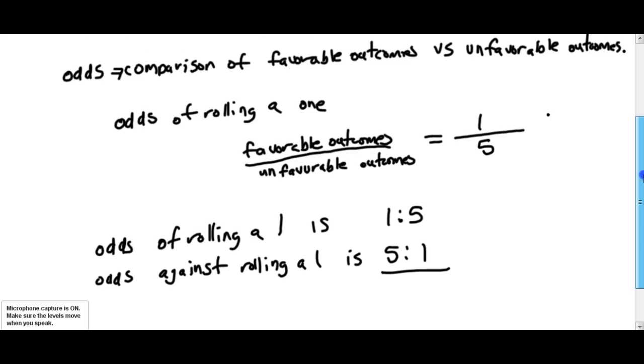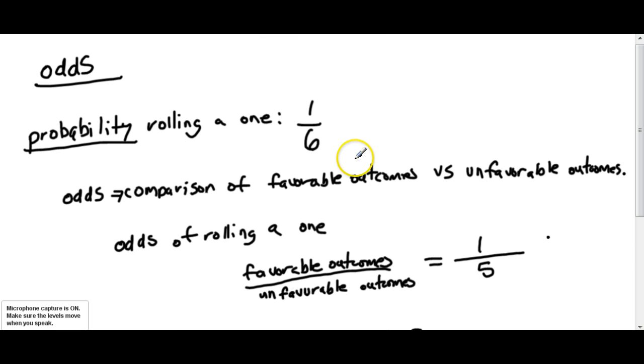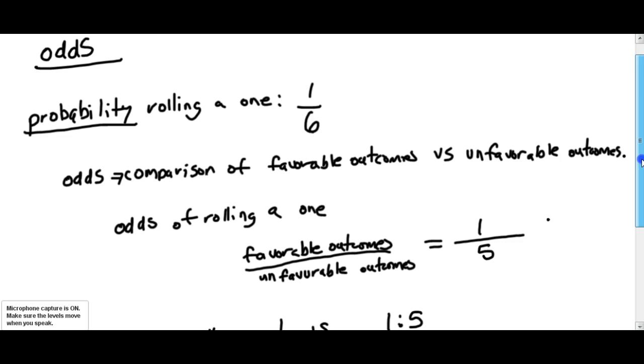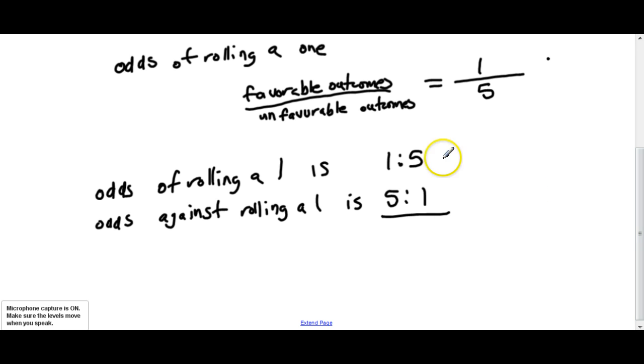Okay, so just remember that there is a difference between probability and odds. Probability is a comparison of a chance compared to the total number of chances. Okay, so rolling a 1 out of a total of 6. Odds, however, is favorable versus unfavorable, or unfavorable versus favorable, and it is rolling a 1 compared to the other numbers excluding the 1. Okay? So you can see the difference there.